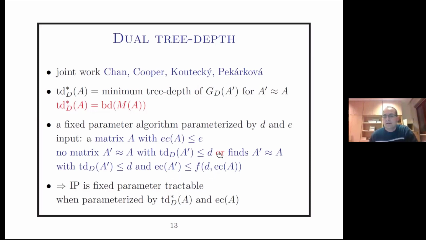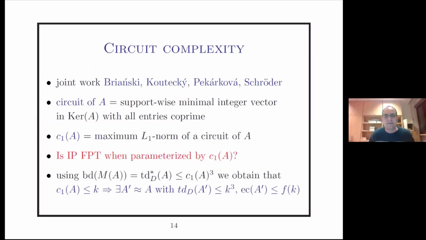So the outcome is that if the original matrix has a small entry complexity and there is a row-equivalent matrix with a small dual tree-depth, there's also one with a small entry complexity. So this implies that integer programming is fixed-parameter tractable when parameterized by dual tree-depth and the entry complexity. So I prepared one slide which I originally wanted to skip, but since I got a question which I think is somewhat morally answered on this slide, let me go through this slide very briefly.